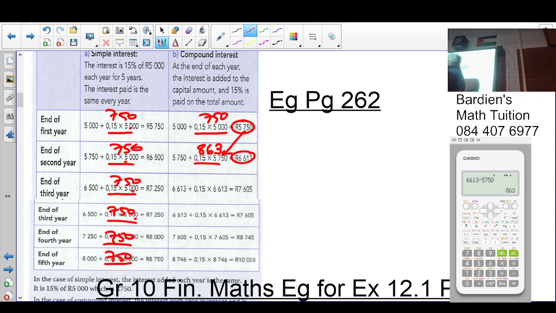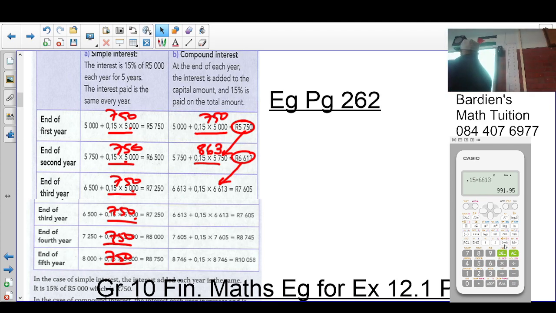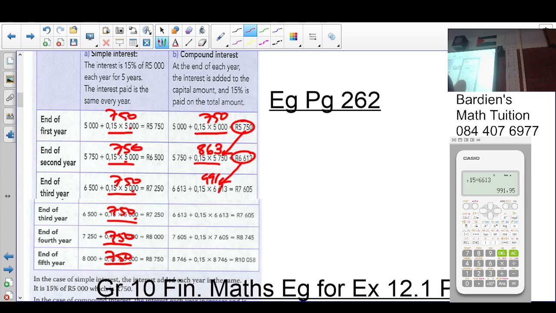Then we use the principal amount at the end of the second year for the third, and so on and so on. Can you see that, people? So, of course, if you're going to work out the interest over the bigger amount, of course the interest is going to be more. Not so? So, we work this out: 0.15 multiplied by 6613 gives us 991 Rand and 95 cents. You see the interest is increasing.